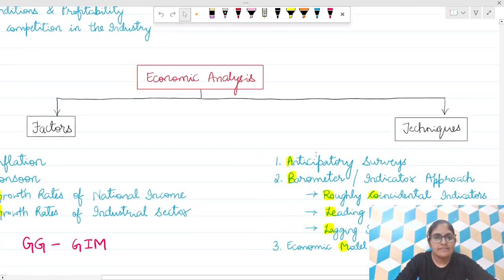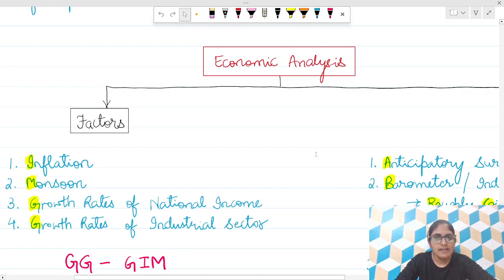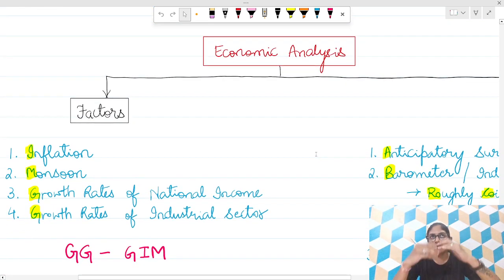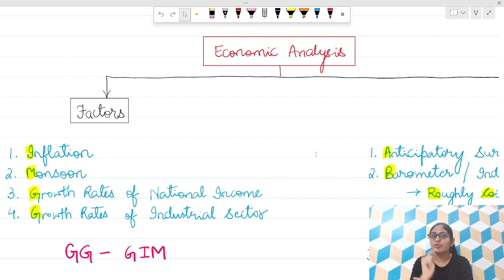Next, economic analysis factors and techniques. Starting with the factors. Remember, economic means outside, environment means gym. When you go to the gym, your body will inflate, so it is inflation. When do you go to the gym? Only depending on the mood. You'll pay the fees, but you'll not go every day. So inflation and mood, so monsoon.